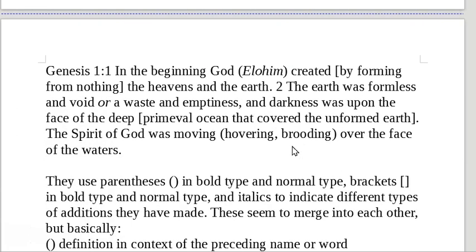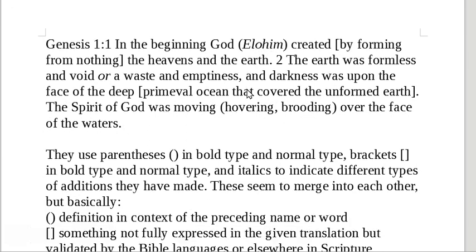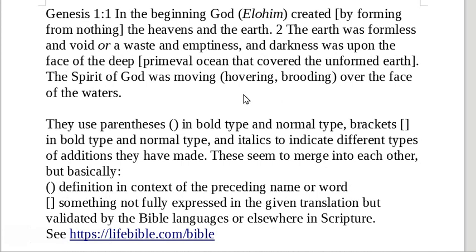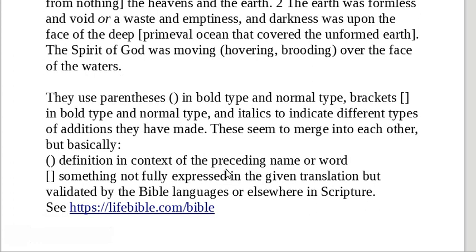Genesis 1:1. And again, we see brackets here: moving, hovering, brooding, and Elohim for God. They use parentheses, I would call those brackets, in these square brackets, but I think in American English these are parentheses and these are brackets. And so here's an explanation of how they use them, although it's a little bit hard, it seems to me, to differentiate exactly when they're going to use this one or this one. The cases kind of merge into each other.